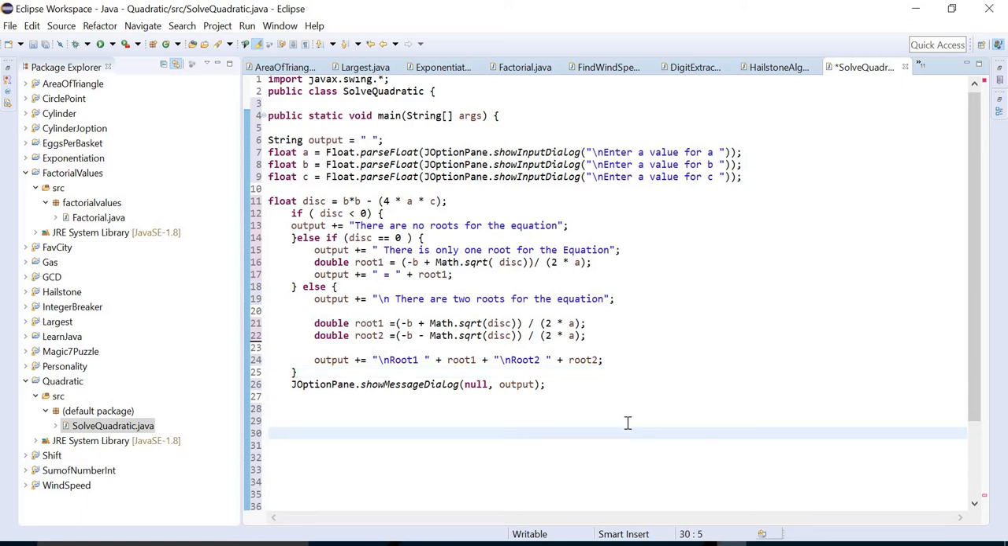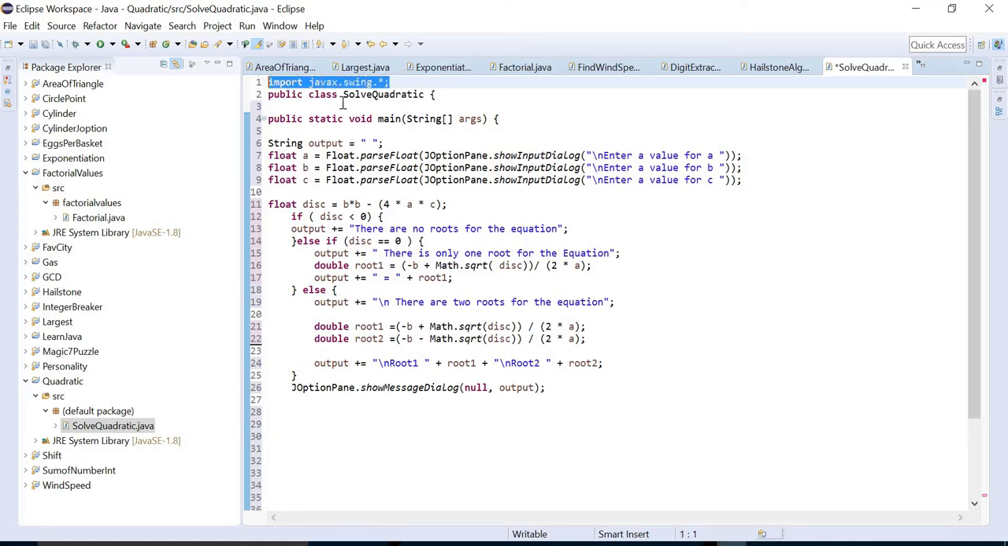So Java's not complaining, which is good. But let's go through it one more time so I can show you before we run the program. So we start off with we import Java Swing because we're going to need it for this. Because if I don't have it, hold on, let's see what happens when I don't have it.